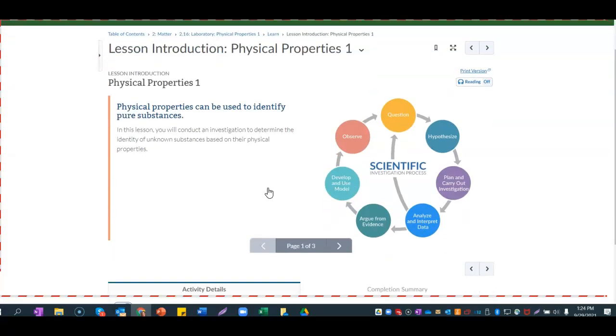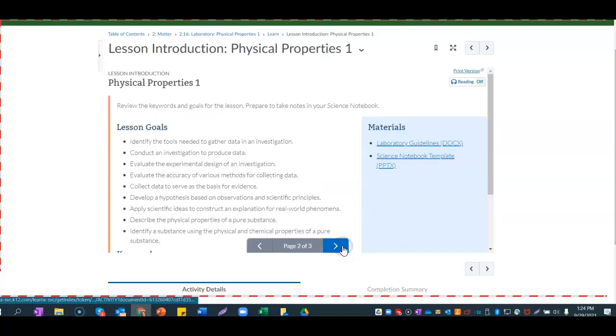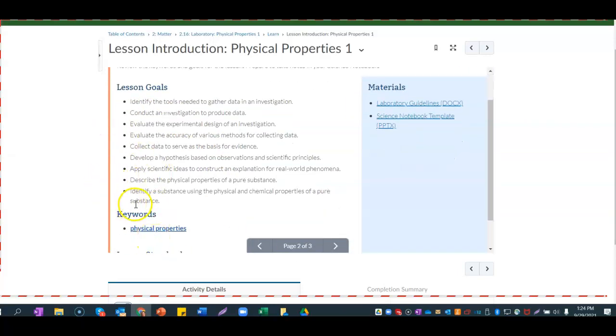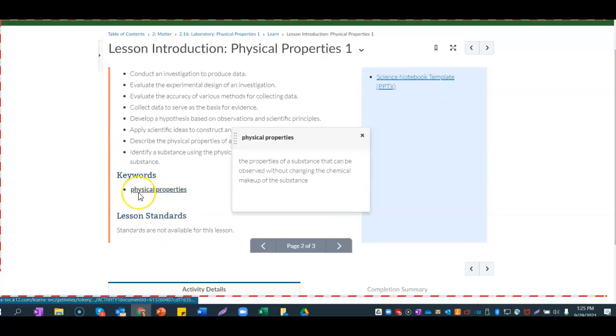So as we get into the introduction, there's definitely some things we want to remember. Physical properties can be used to identify pure substances. In this lesson, you will conduct an investigation to determine the identity of unknown substances based on their physical properties. So here are our lesson goals. You don't need to copy those or put them in notes or anything. You do need to define physical properties. That's the properties of a substance that can be observed without changing the chemical makeup of the substance.